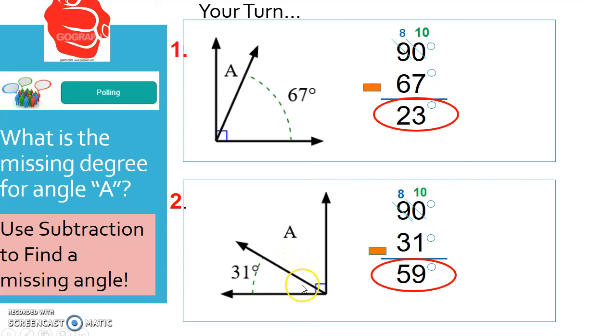Again, it's a 90-degree angle altogether, so you're going to take 90 degrees minus the 31 degrees to find that missing angle of 59 degrees. Nice job.